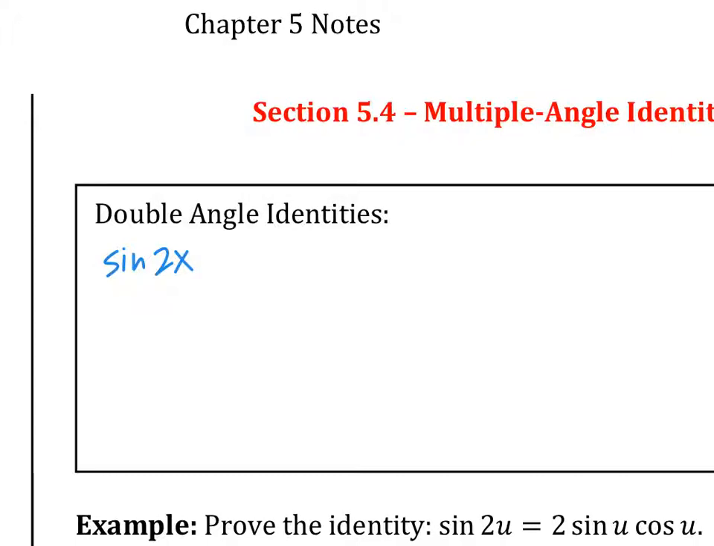Okay, so sine 2x. Let's think about 2x. What is 2x? It's what plus what? x plus x. So we can think of this as sine of x plus x. Now, sine of x plus x, we can use our sum and difference identity, right? So what is the sum and difference identity for sine?